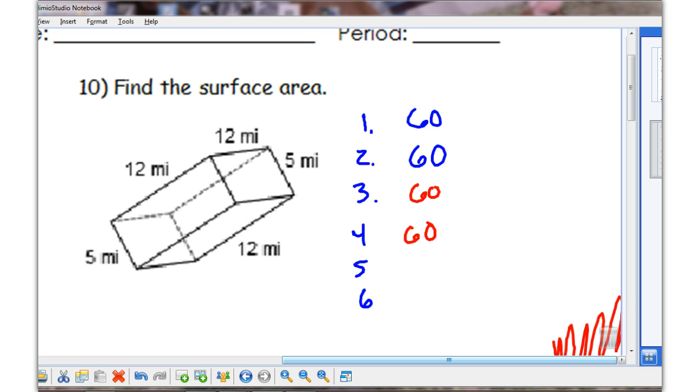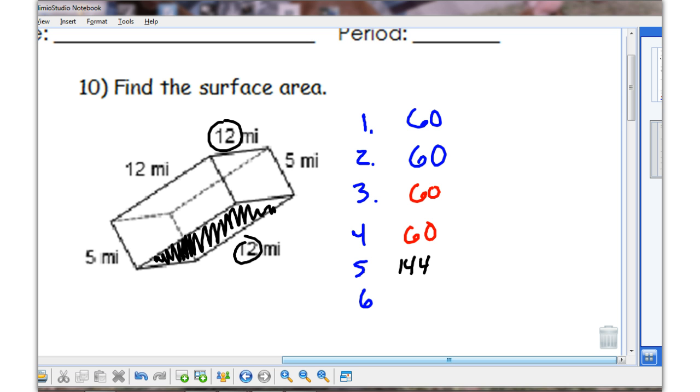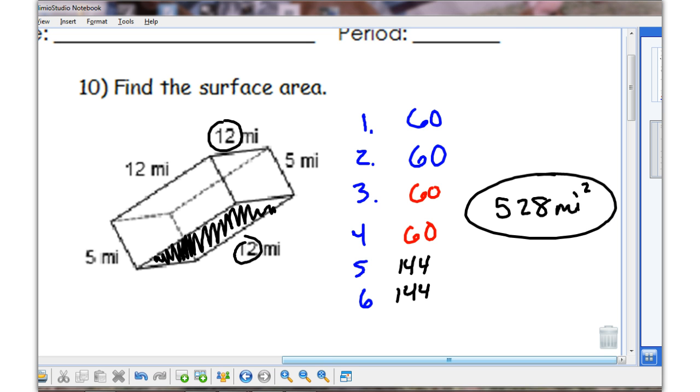Okay. Now we've got to think about which one we haven't done yet. This one's kind of, the picture's kind of weird. But it looks like we haven't done the bottom one and the top one. So when we did that one, the dimensions of this are actually the 12 by the 12, so that's 144. So that's going to be top and bottom. And then if we add all these up together, I believe we'll get an area of 528 miles squared, square miles.